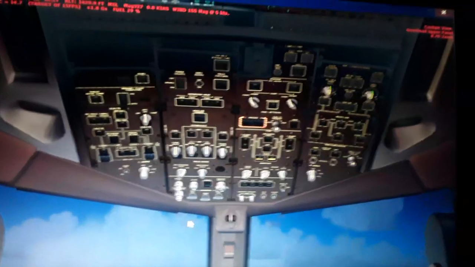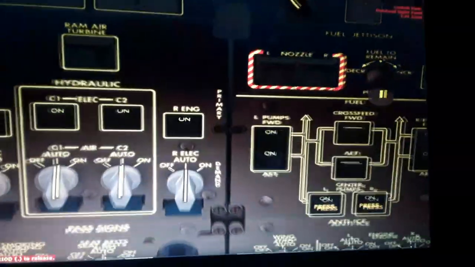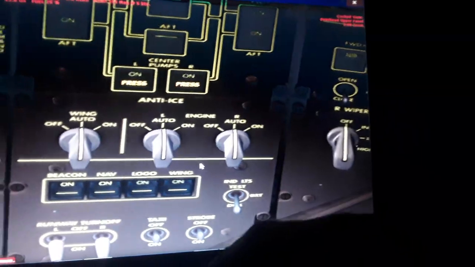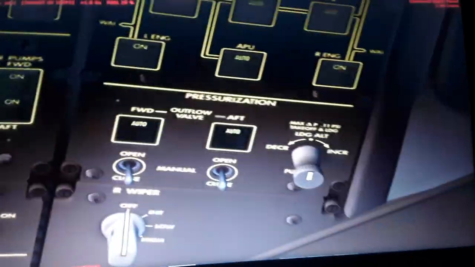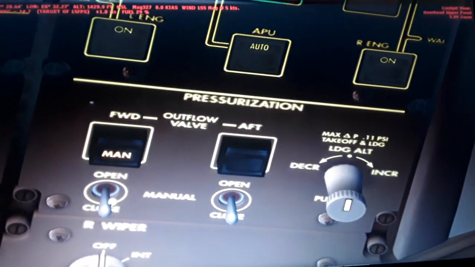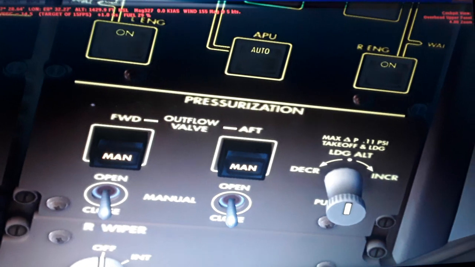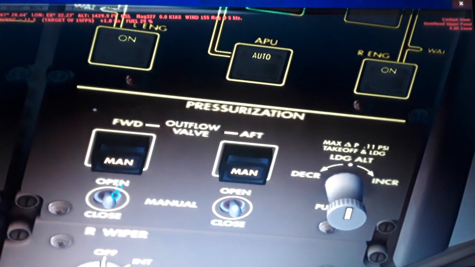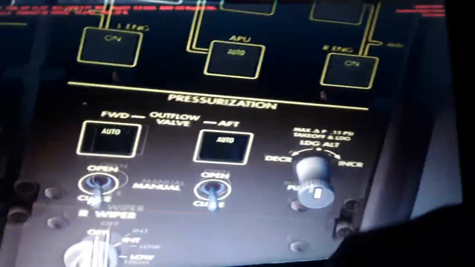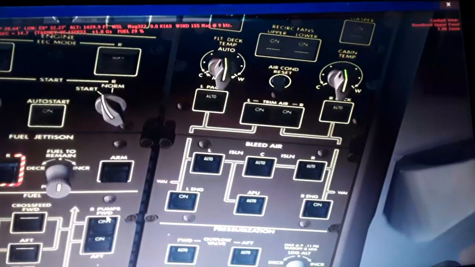So we have the wing and engine anti-ice, and we can also use the cabin pressurization system here, on and off. This is now in auto. In manual, we need to open and close the outflow valves as we climb or descend, and select the landing altitude to increase or decrease the pressure of the cabin.